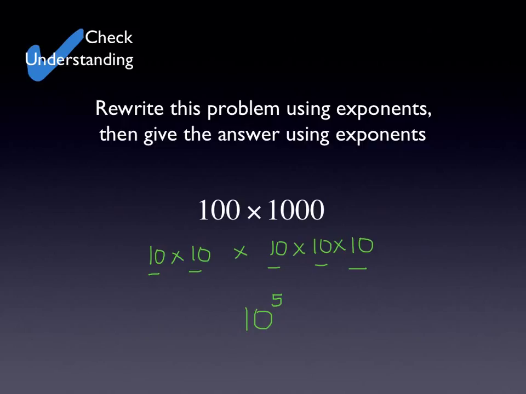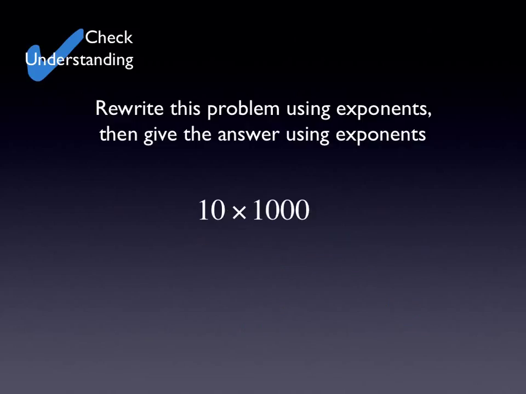Now, very important that you do not confuse 10 to the 5th power with 10 times 5. They are not going to be the same thing. 10 times 5 is going to be 50. 100 times 1,000 is going to be 100,000. Big, big difference. All right, 10 times 1,000. We've got 1,000 is going to be 10 times 10 times 10. 1, 2, 3, 4. 10 to the 4th power.